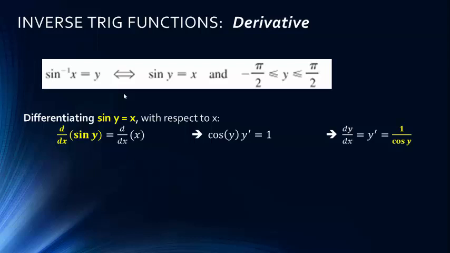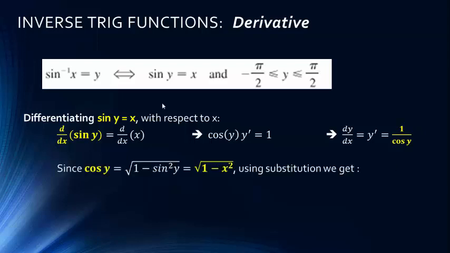On the left side we get cosine y times y prime. Remember, when we're differentiating implicitly, since it's a y variable, we take the derivative with respect to y and then multiply by y prime. The derivative with respect to x of x is simply 1. Then we solve for y prime, and so we get dy/dx, which is y prime, equals 1 over cosine y.